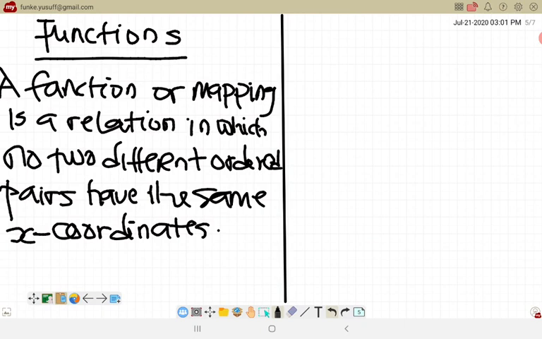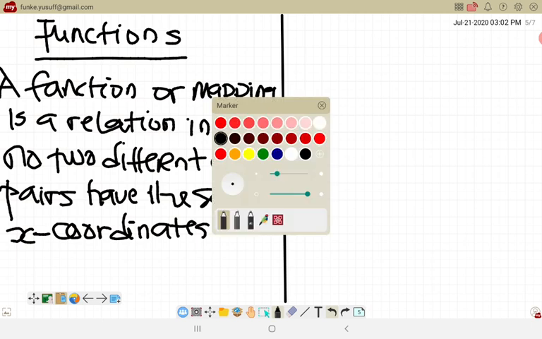Now we want to discuss functions. The other time we discussed relation as a set of ordered pairs on a Cartesian plane. Now functions, we said functions are special types of a relation. So a function or mapping is a relation in which no two different ordered pairs have the same x coordinate. Okay, no two different ordered pairs have the same x coordinate.